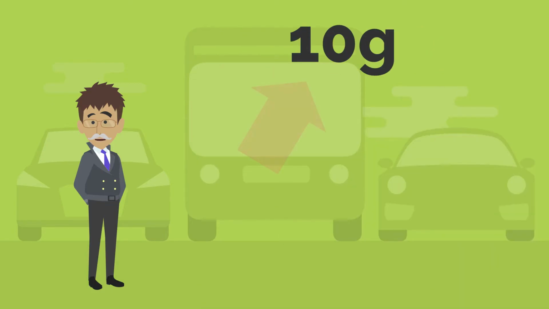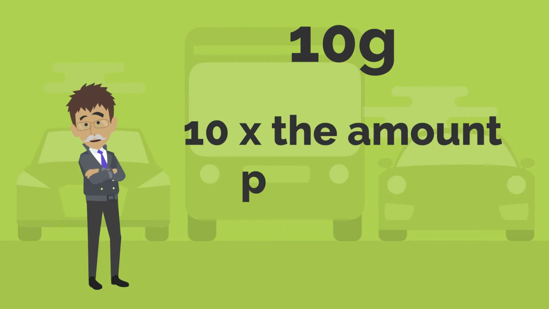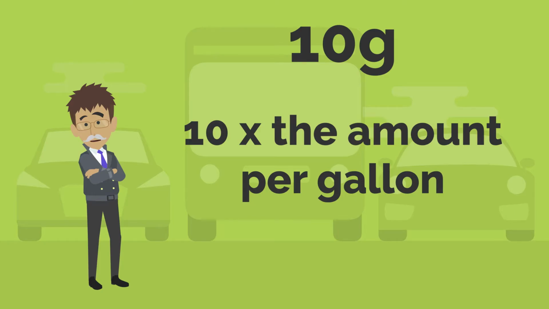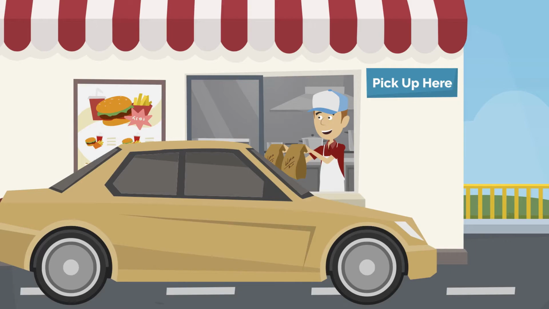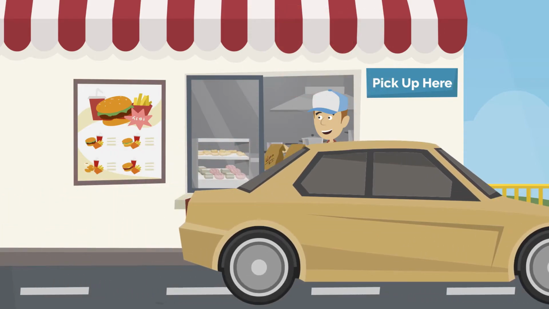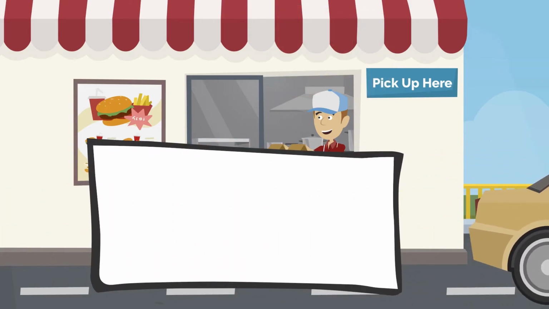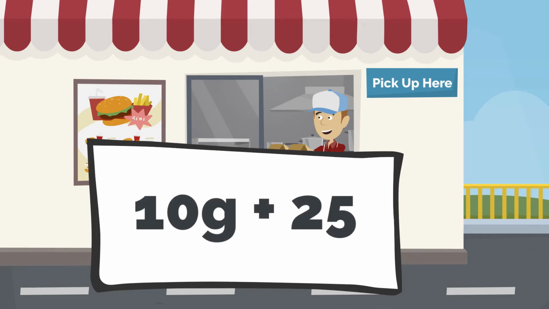The 10 in front of the variable G is called a coefficient. This expression represents the cost of 10 gallons of gas because 10 times the price equals the price for 10 gallons. I know I will need $25 for food along with the cost of gas. An expression representing money needed for the trip could be 10G plus 25.